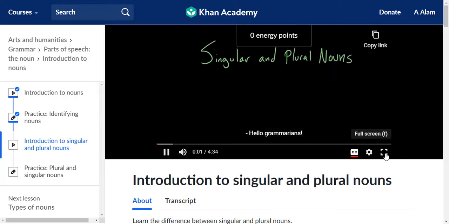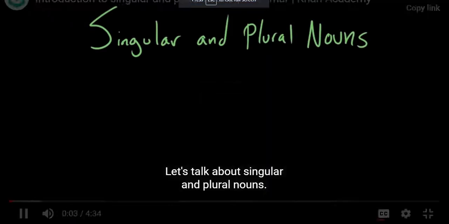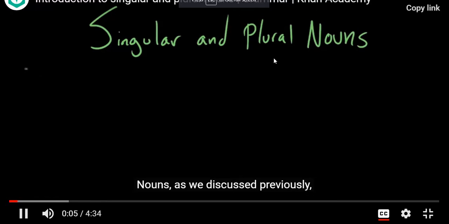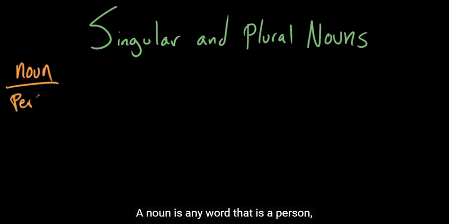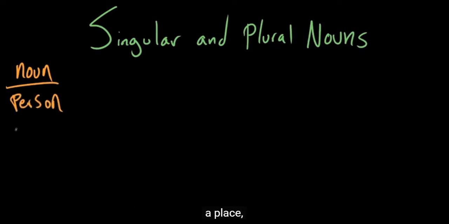Hello, grammarians. Let's talk about singular and plural nouns. Now, nouns, as we discussed previously, are a type of word. They are a part of speech. And a noun is any word that is a person, a place, a thing, or an idea.